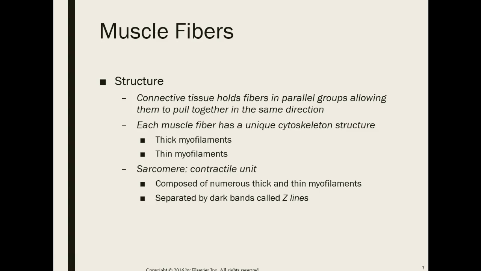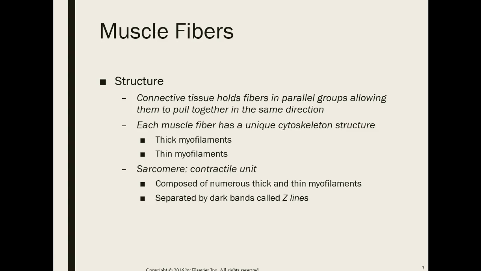So the structure of muscle fibers: they're connective tissue that's going to hold those fibers in parallel groups, allowing them to pull together in the same direction. Each muscle fiber is going to be made up of two different kinds of thread-like microfilaments. There's a thick myofilament and a thin myofilament. The thick is formed from the protein myosin, which has a head that sticks out towards the thin myofilaments, which are made up of actin.